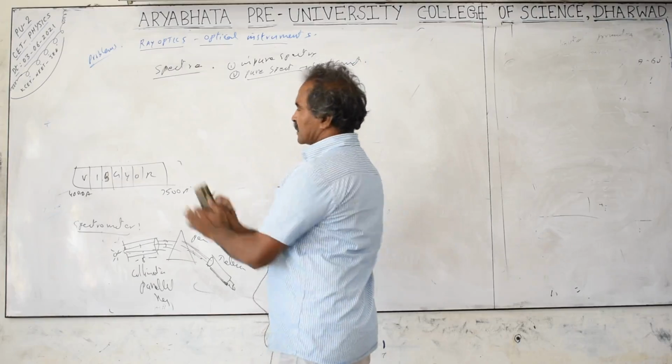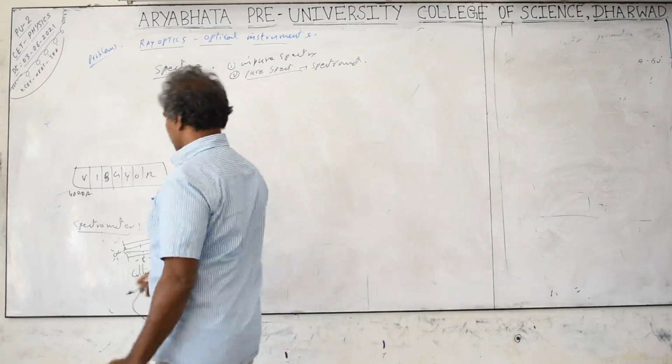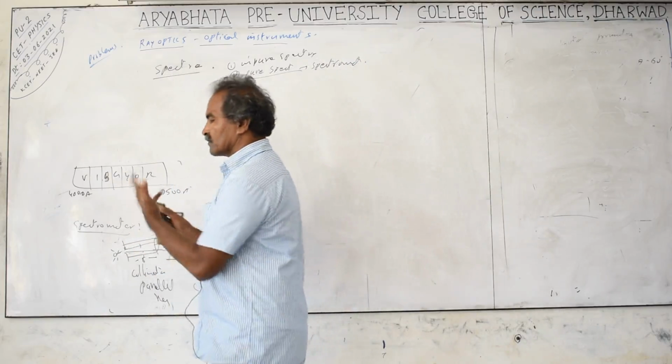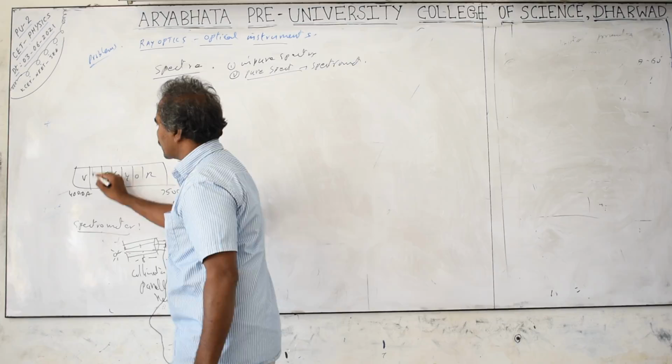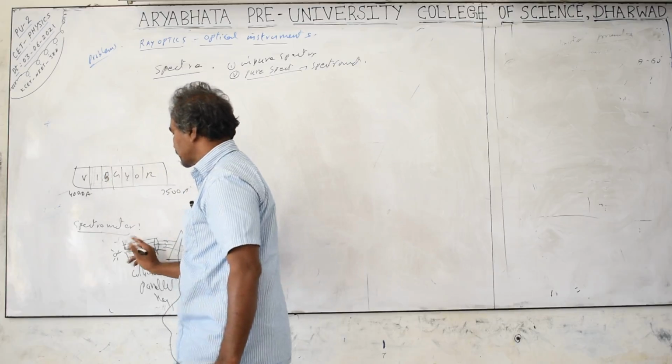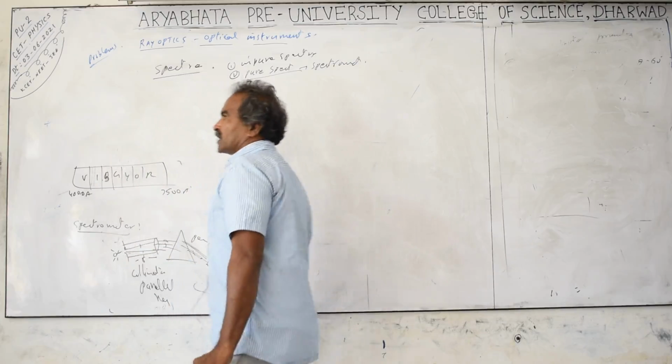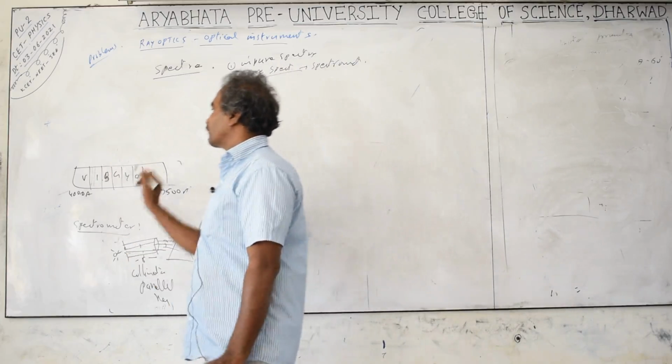In this pure spectra, color separation can easily be seen. The slit, a thin slit, will be seen like one small narrow gap. So we will find in the spectra multiple lines. Each line corresponds to the slit. If slit width increases, line width also increases. Each slit image corresponds to a particular wavelength.